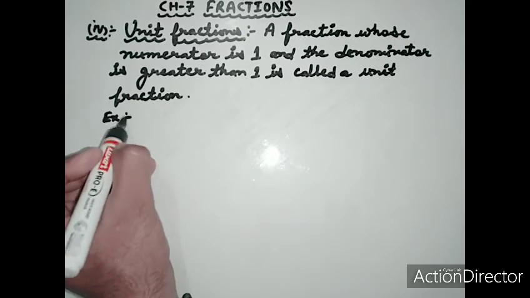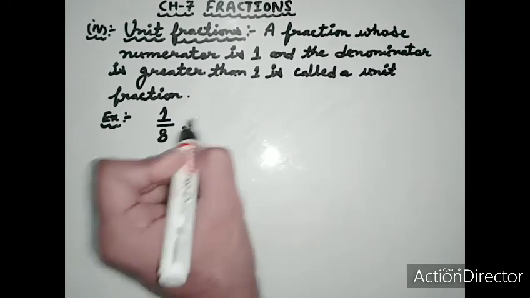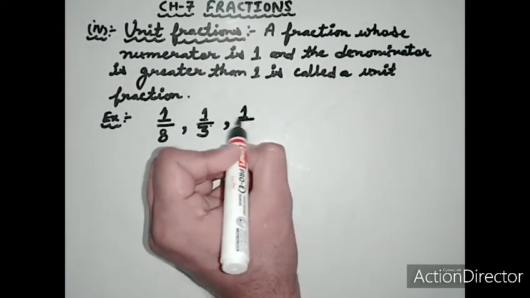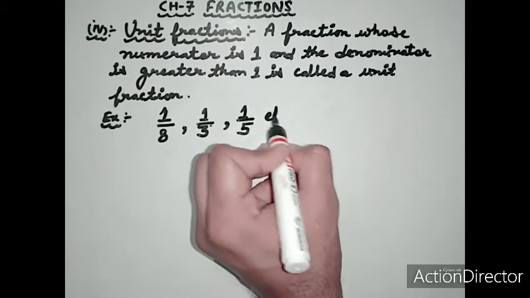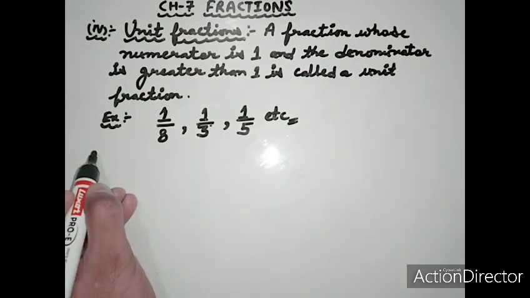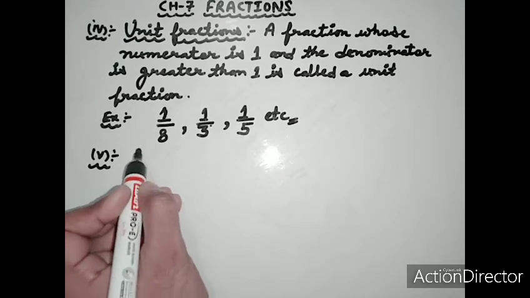Example like 1 upon 8, 1 upon 3, 1 upon 5, etc. These are some examples of unit fractions. Now the fifth type of fraction is like fractions.